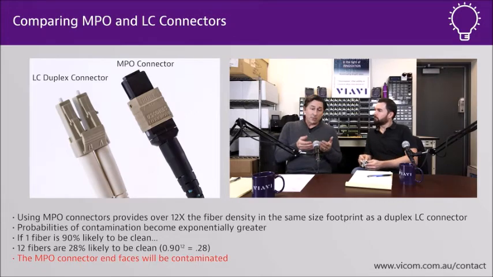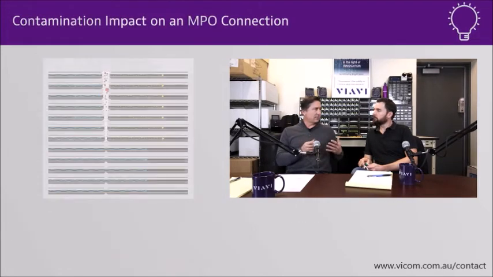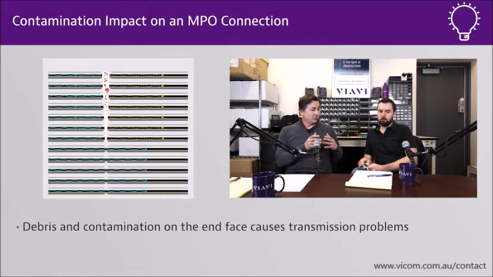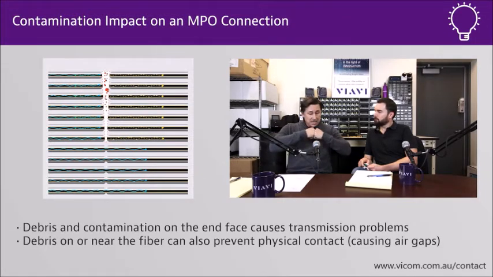Why do we care? It goes back to the inspect before connect model that we have. Debris and contamination on the end face mess up the transmission. It's true for an LC and an SC. It's more true for an MPO or an MTP connector, because just like on the fiber on an LC, if there's dirt or debris or contamination in the core, it's going to mess up the transmission. Same on an MTP. If there's dirt or debris outside the core, on the fiber or on the ferrule, it may not get in the light path, but it can stop the two things from coming into physical contact. And we need those fibers to touch each other.